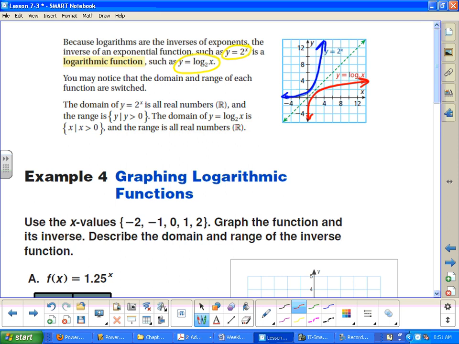Okay? If we're talking about an exponential function, the domain is all real numbers. The range is y is greater than 0. If we're talking about logarithms, the domain is x is greater than 0. The range is all real numbers. It always is, okay, for both of them.